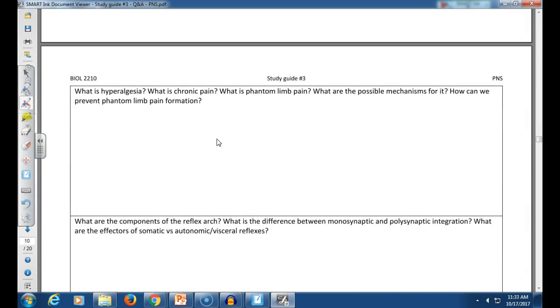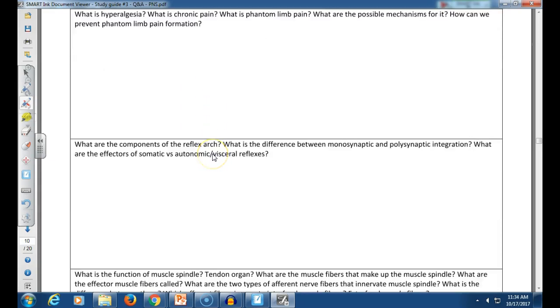Hyperalgesia, memorization of pain, pretty much. Phantom limb pain due to the overstimulation of the spinal cord during the amputation. How do we get rid of it? Epidural anesthesia. And we've got this covered, I think, in the quiz that we just talked about. I already don't remember. Okay.